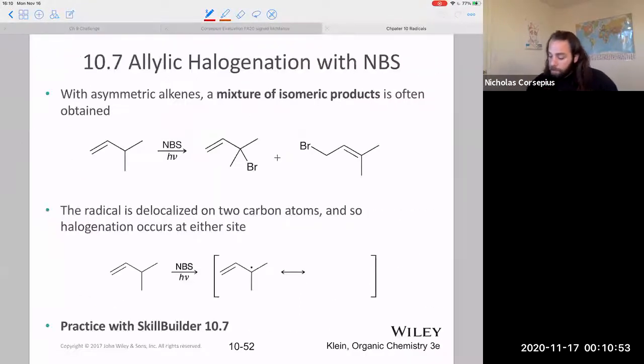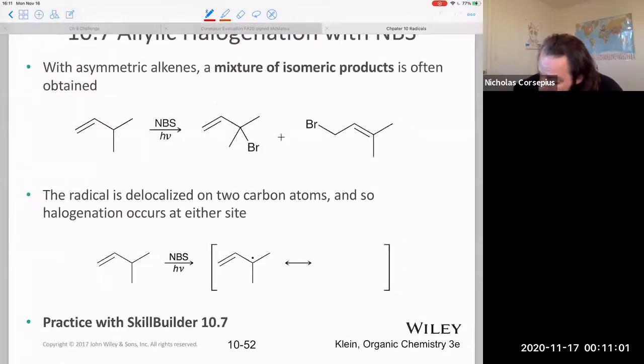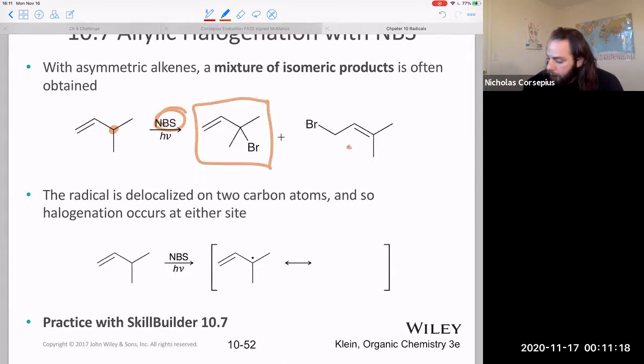Now, what's important to remember about these allylic radicals is that they're resonance stabilized. So when we have this alkene and we react it with NBS, what are you thinking when you see NBS? Allylic addition. That means I'm going to have addition to this allylic carbon here. That is that product. But then how did I get this product here? It's still an allylic halogenation. Addition is not the right word for that. Substitution.